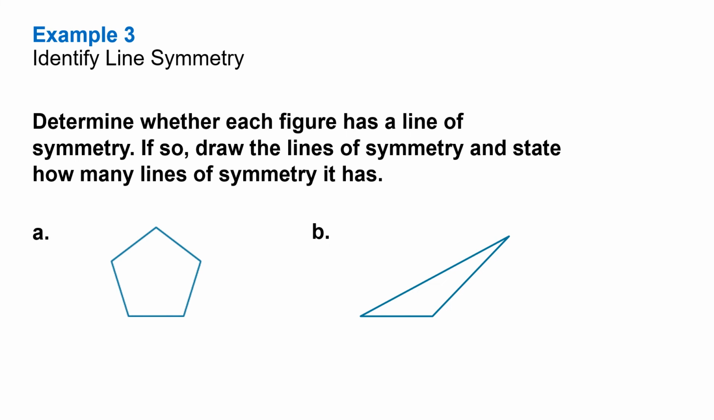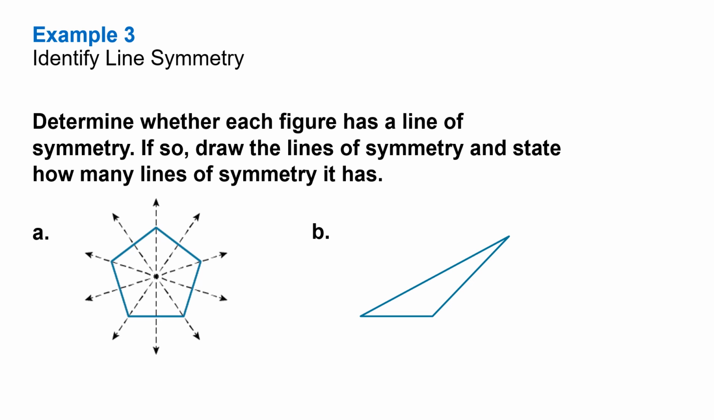Determine whether each figure has a line of symmetry. If so, draw the lines of symmetry and state how many lines of symmetry it has. In figure A, we have a regular pentagon. It looks like if you were to draw a line from that top point down to the midpoint of the side across from it, you could fold your shape in half and the two sides would match up exactly. That's actually what happens 5 different times.